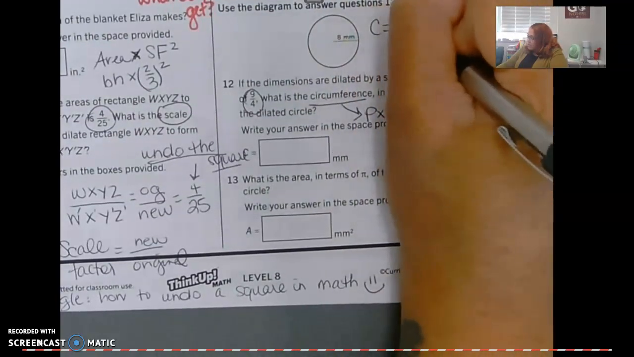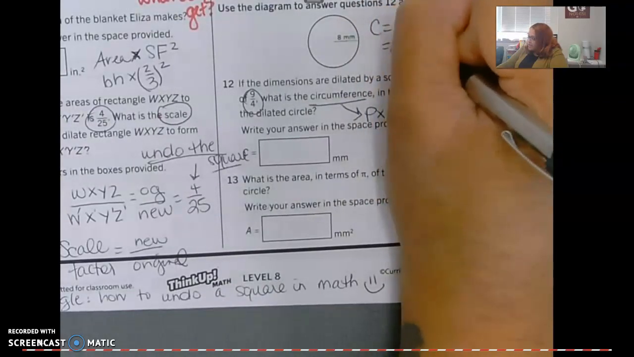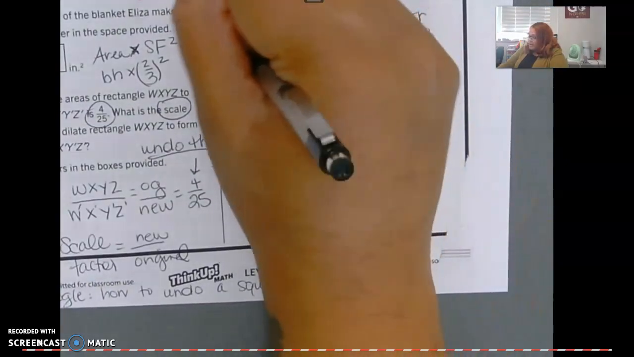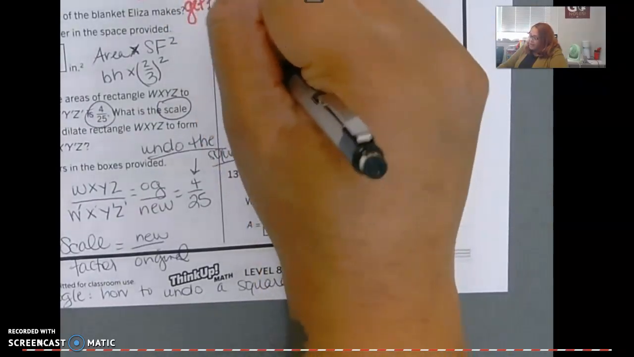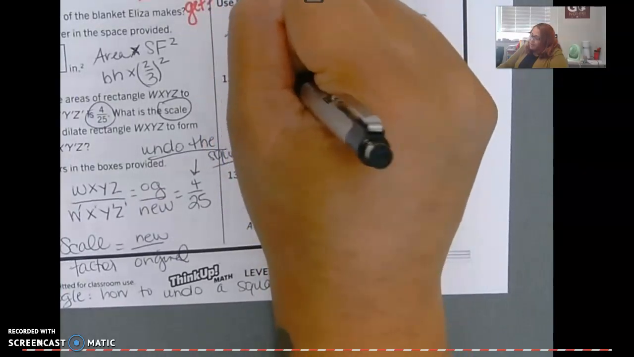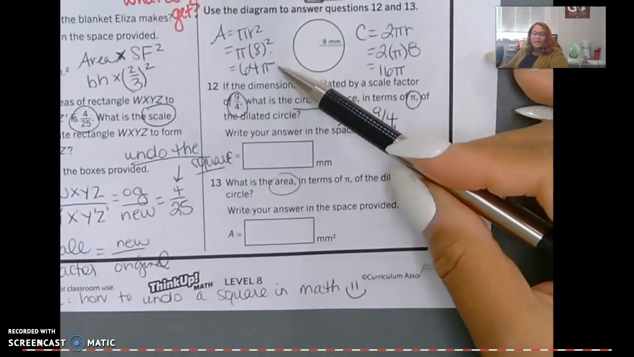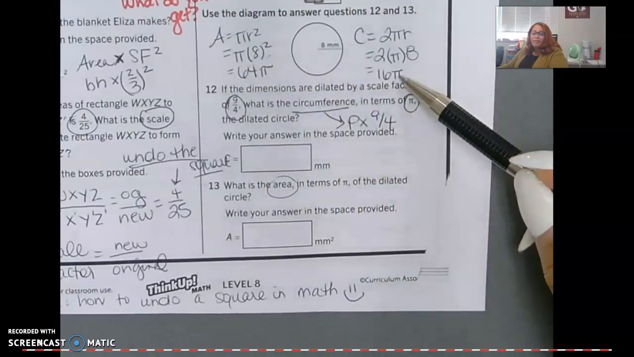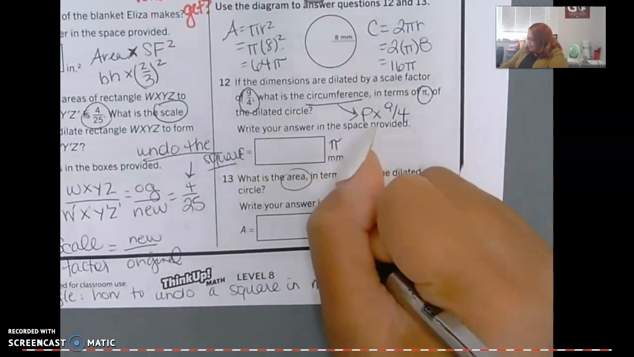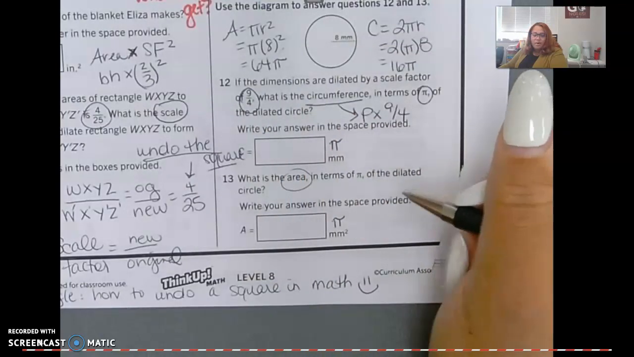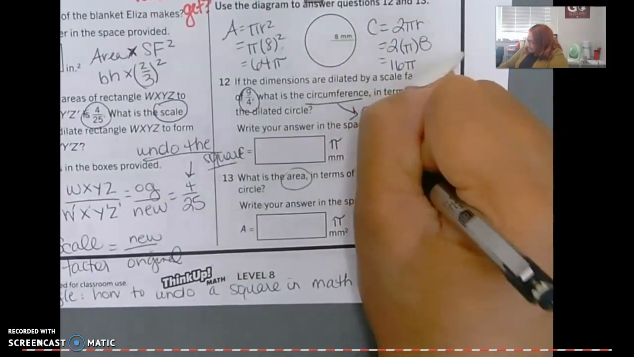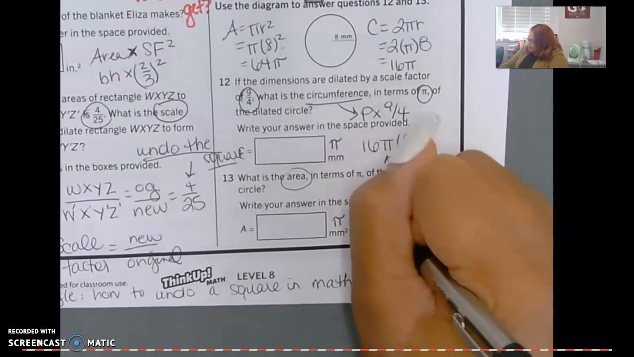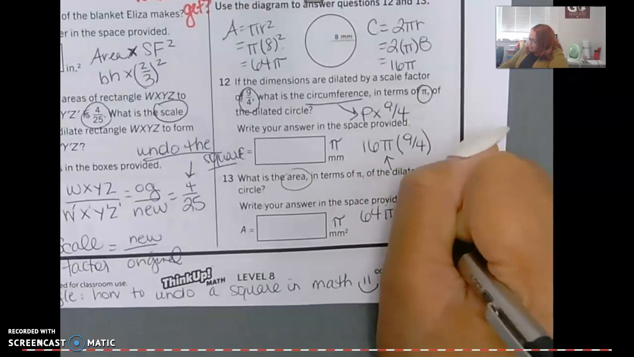So C equals 2 pi r, which equals 2 times pi times 8, which equals 16 pi. And then the area is pi r squared, which equals pi times 8 squared, which is 64 pi. So this will be getting multiplied by 9/4 squared, and this will be multiplied by 9/4. I'm gonna put the pi here and the pi here, and you're just gonna have to put the numerical part here. So this will be 16 times pi times 9/4. Don't calculate pi. And then here you're going to do 64 times pi times 9/4 squared.